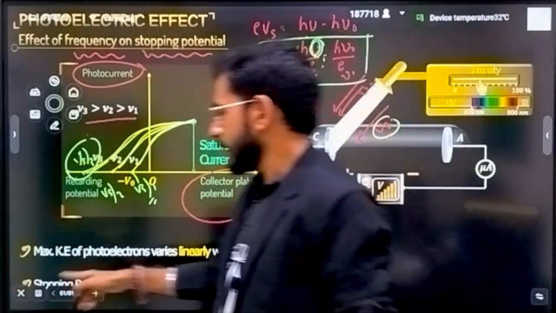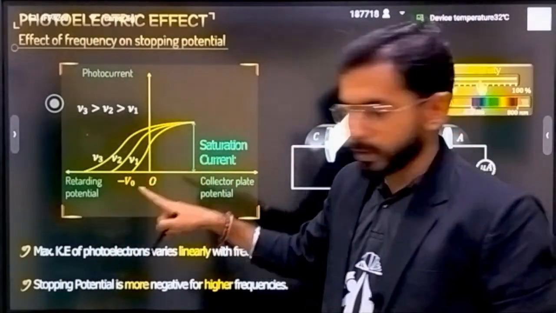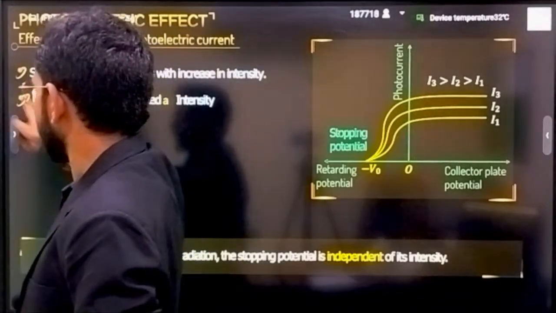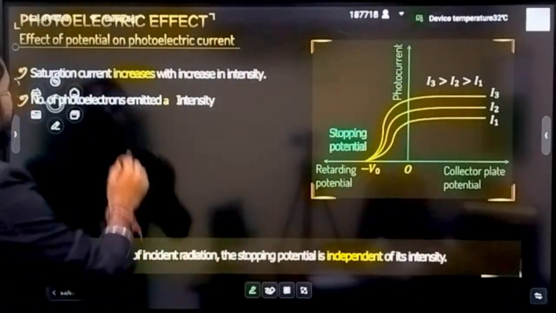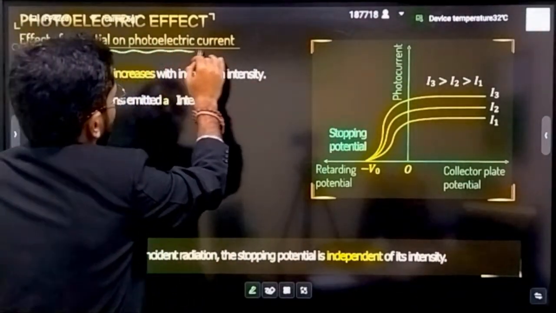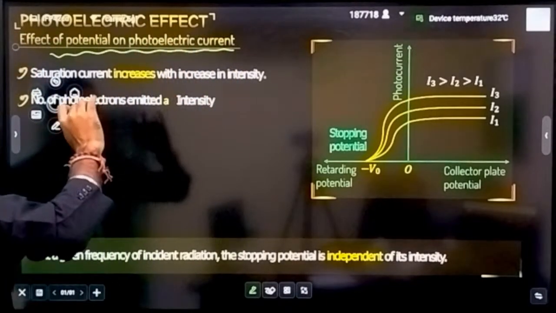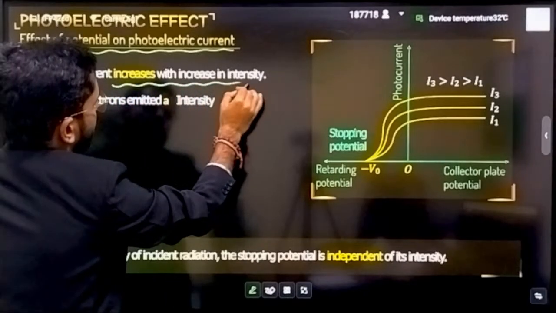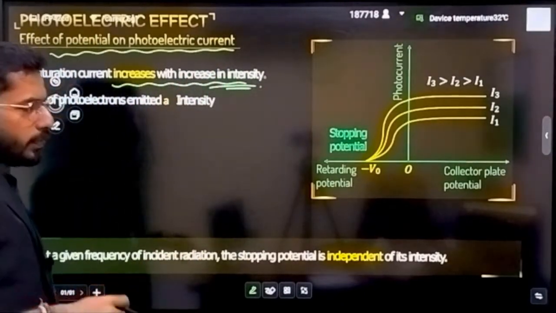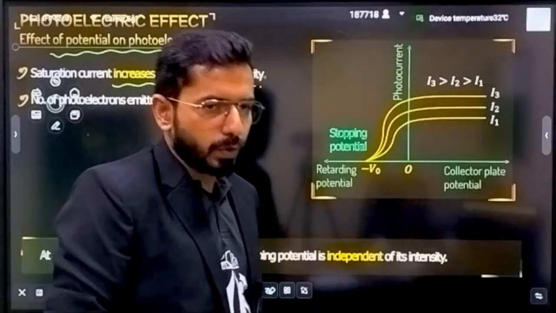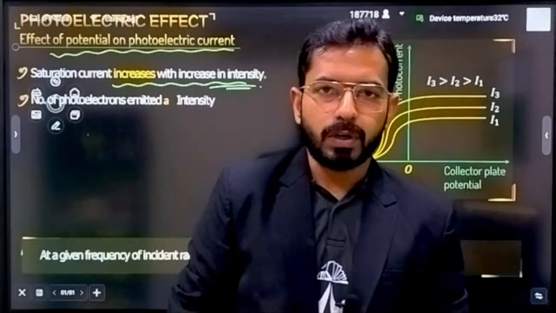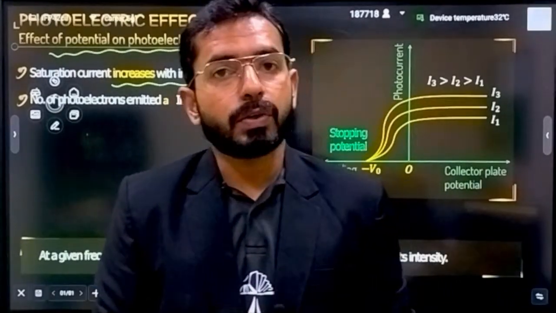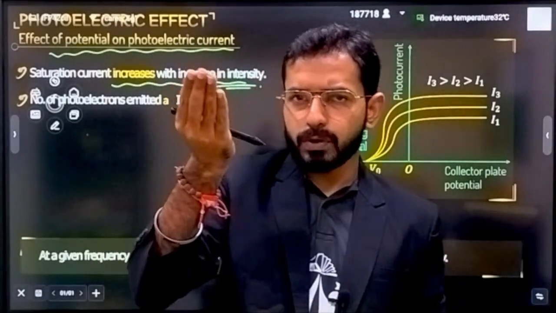Okay. Now let's understand the last one. This curve is very important. Now understand this variation. What variation is coming here? See, the effect of potential on photoelectric current. If you are increasing the intensity, I have already told you, increasing the intensity means you are increasing the number of photoelectrons. That means increasing intensity, that means the number of photons is increasing.